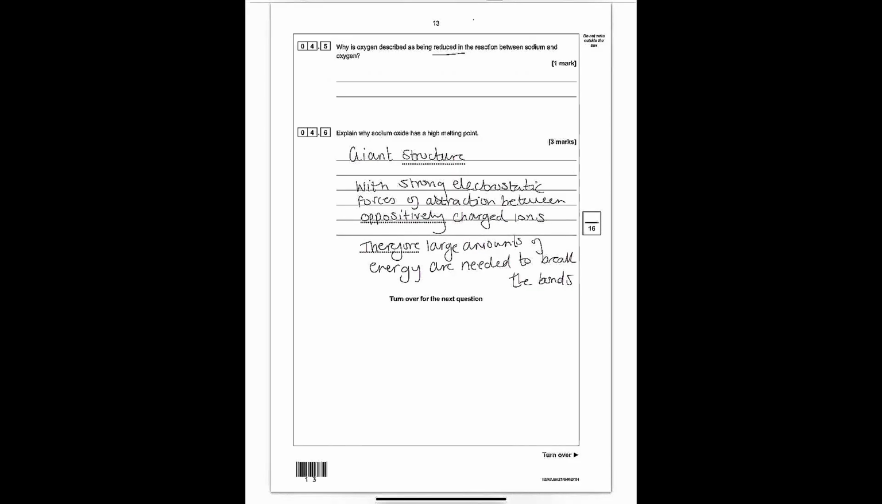So you must have heard of OIL RIG over here. OIL stands for oxidation is loss, and then RIG stands for reduction is gain. So reduced is going to be associated with RIG. So we know that oxygen is going to gain electrons, okay? Just one moment, I'm just going to write that down. So that is the reason why oxygen is described as being reduced in a reaction between sodium and oxygen, because it gains electrons, and that will get you 1 mark.